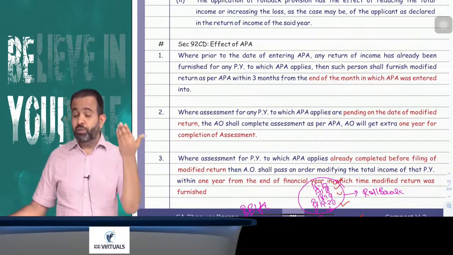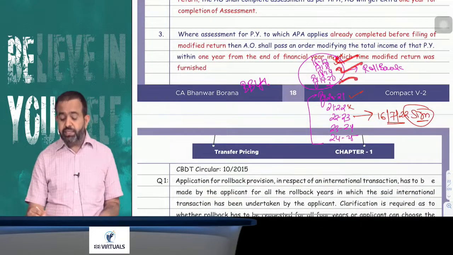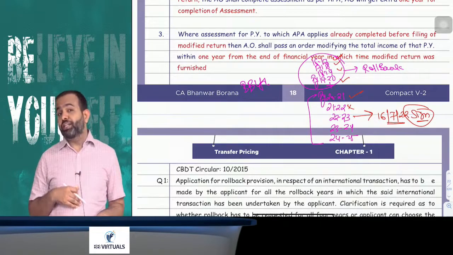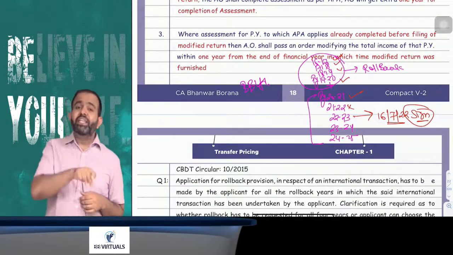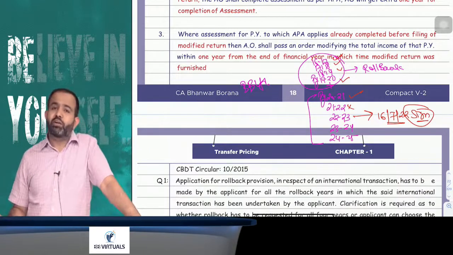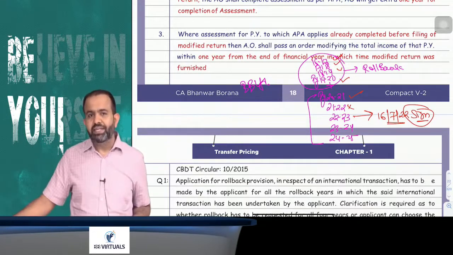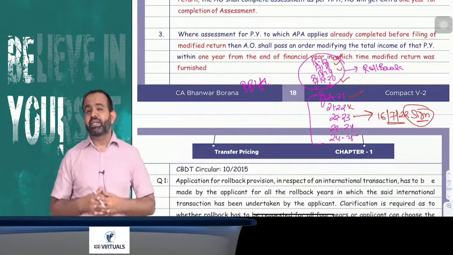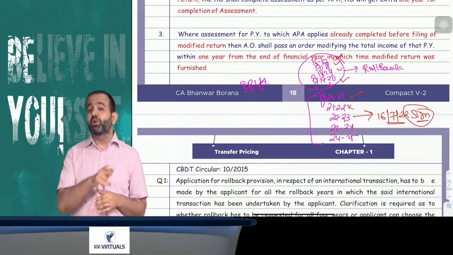But sir, guys, all people just pay attention. There may be a question. Suppose for some years the assessment was already completed. Then what will happen? The assessing officer will do the reassessment, means he will modify the earlier assessment. He will modify it within 1 year from the end of the financial year in which the modified return was filed. So if the assessment was already completed, the assessing officer will modify that assessment within 1 year from the end of the financial year in which the modified return was filed.